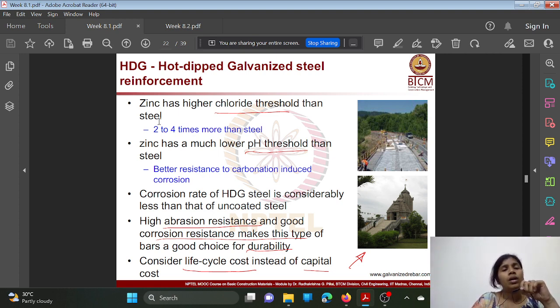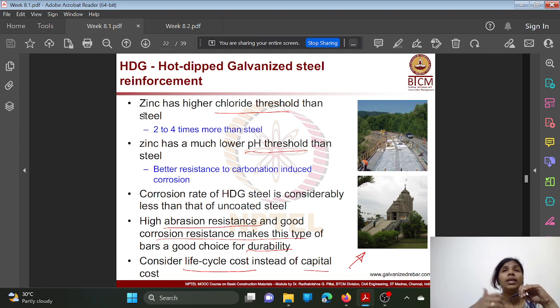When we look at a few features of this, zinc has a higher chloride threshold than steel, that means 2 to 4 times more than steel. Suppose you take plain steel rebar: compared to the plain steel rebar, this hot dipped galvanized steel reinforcement will have a higher chloride threshold.